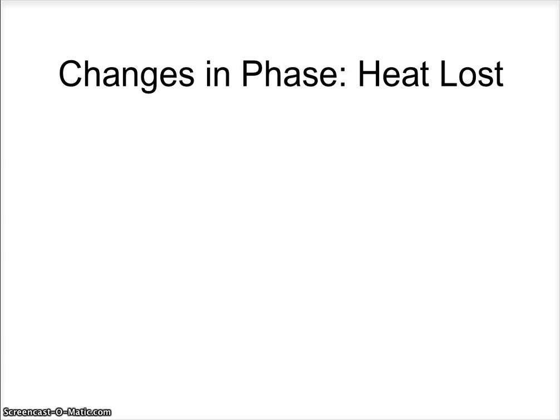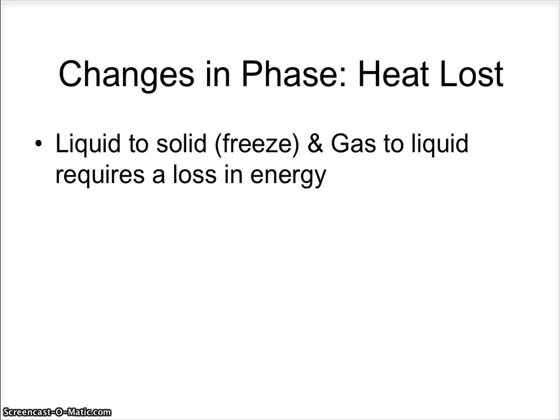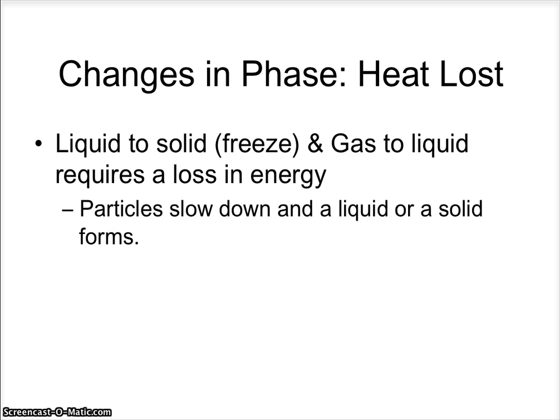Okay, so now when we are talking about energy that's being lost, when we are losing energy to its surroundings, the liquid to a solid, we call that freezing, and when a gas goes to a liquid, we call it condensation. And it requires a loss in energy. That means the Q value, the heat content, is going to be a negative value. Because as you lose energy, the particles slow down from a gas to a liquid, and then as you remove even more energy, the liquid will then slow down to form a solid. So then chemical bonds begin to form, and you have a situation where you have less energy.